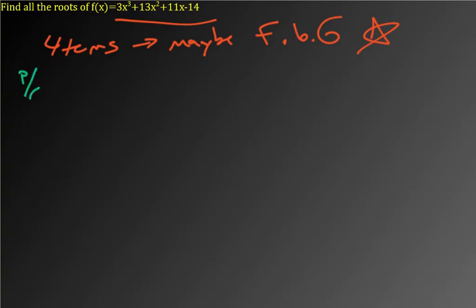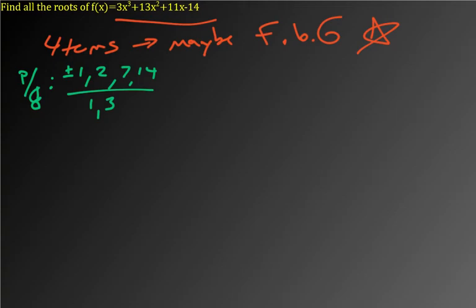So my P over Q: P, factors of the last term. So factors of 14 are 1, 2, 7, and 14, and always positive and negative. Factors of Q: Q is the factors of 3, the first term. So 1 and 3. And then I would always want you guys to try easy ones first, right?